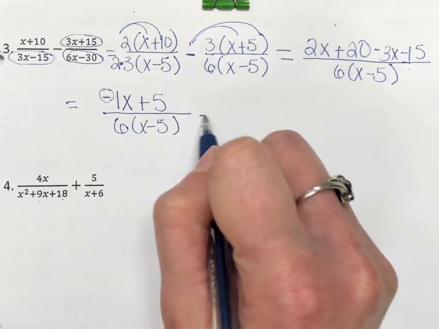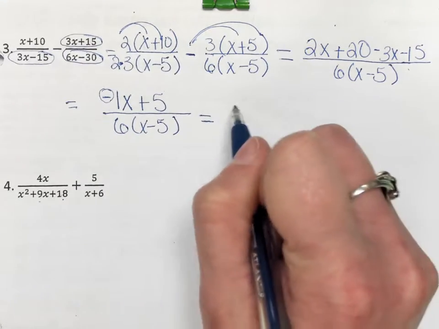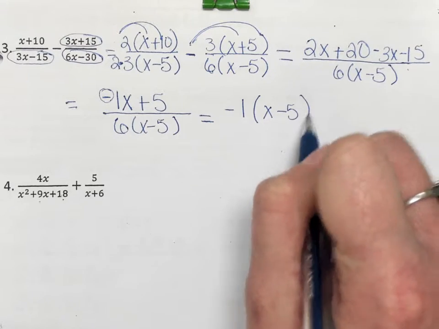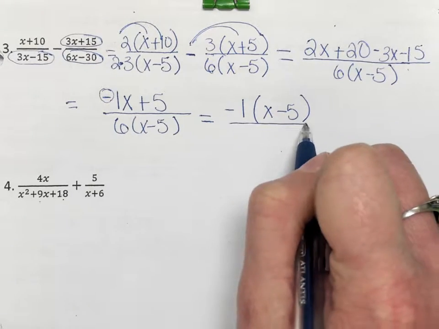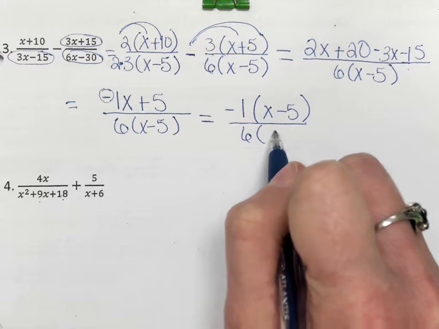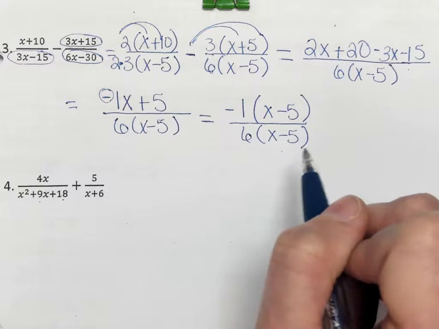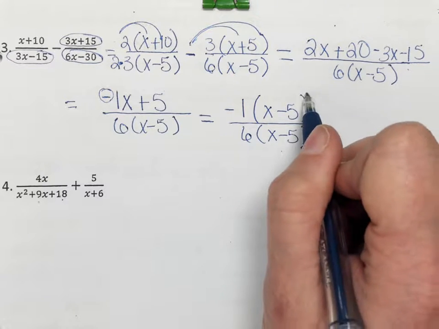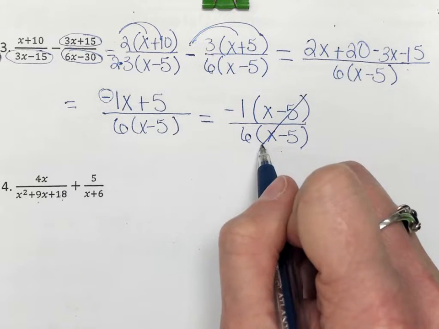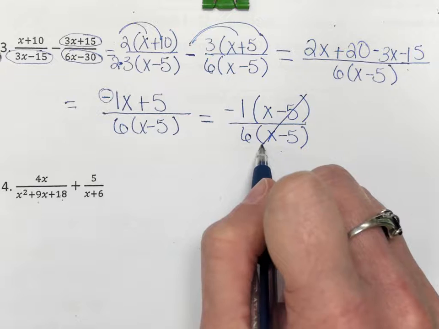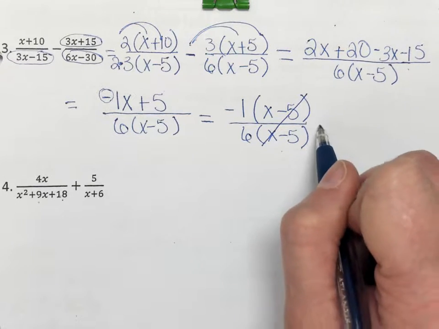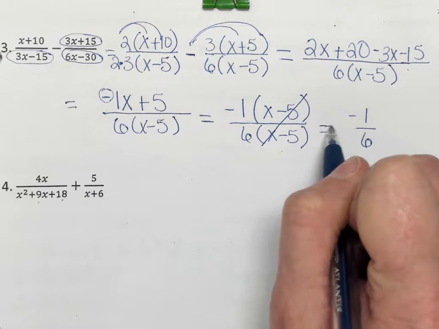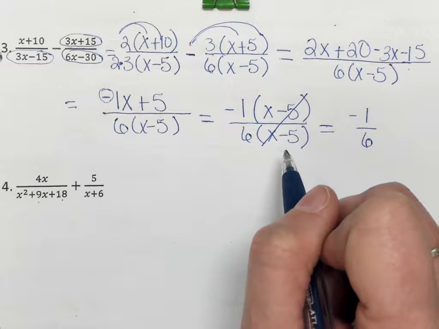So what could I do with that negative 1? Pull out the negative 1. That would leave me with x minus 5, right? So that leaves me with 6 and x minus 5. Holy moly, what happens now that I have multiplication? They cancel because I have multiplication only. And that simply reduces to negative 1 over 6. Do you see now why we factor everything all the way through?